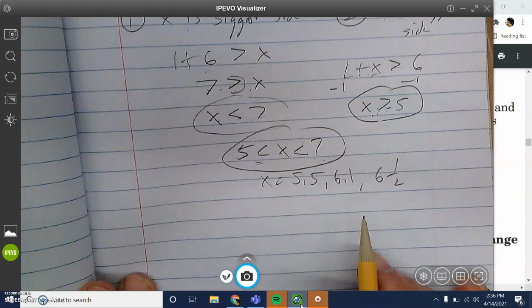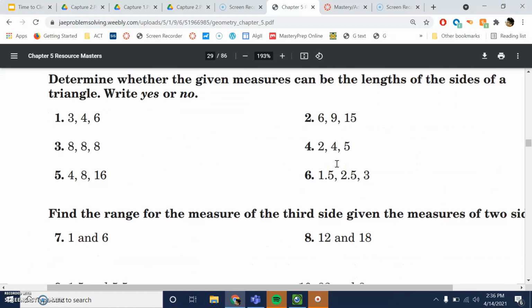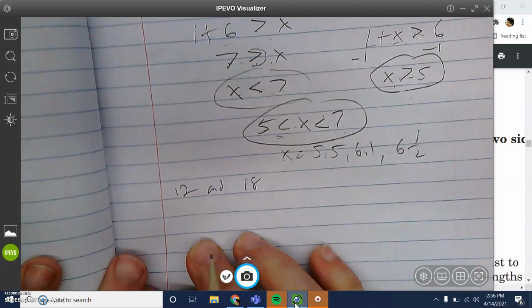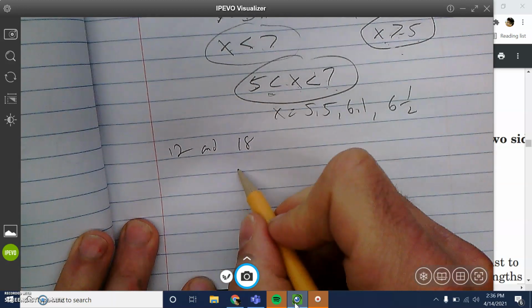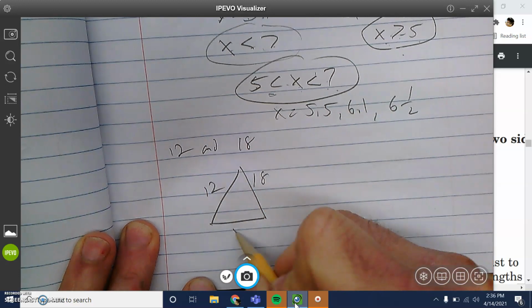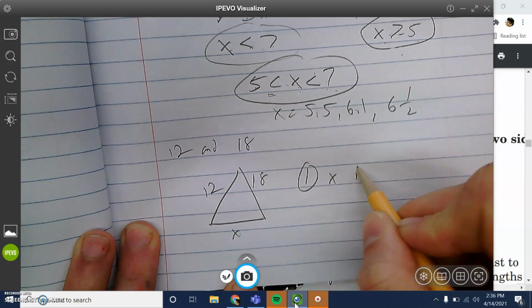Okay, let's try one more, shall we? Let's find a good one right here. Let's try 12 and 18. All right, 12 and 18. See if you can do it. 12 and 18. Ready, set, go. All right, I'm going to do it real quick. So here's 12, 18, and x. So first stipulation is that x is the biggest.